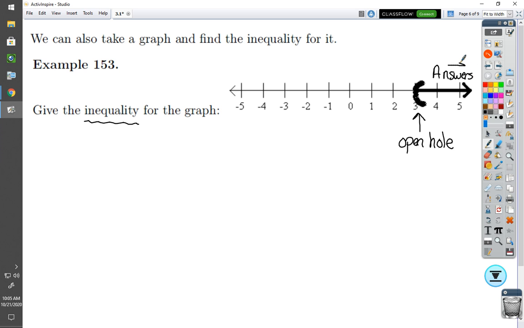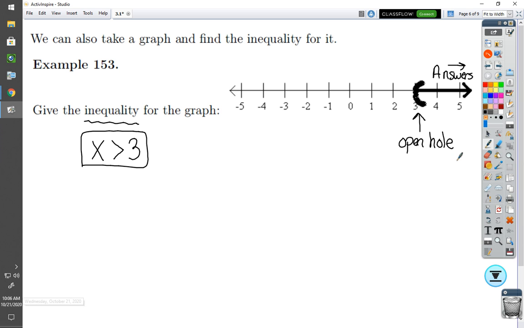The answers are heading in this direction. They're anything from that number 3, heading in a right-hand side direction. So the inequality is going to be easy. We'll pick a letter. Doesn't matter what letter you pick. We'll pick X. It's going bigger than 3. 3 is my number that I'm comparing to, and it's bigger, but it does not equal my 3.